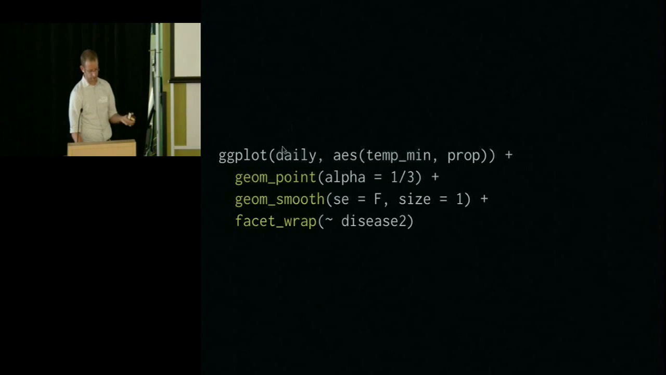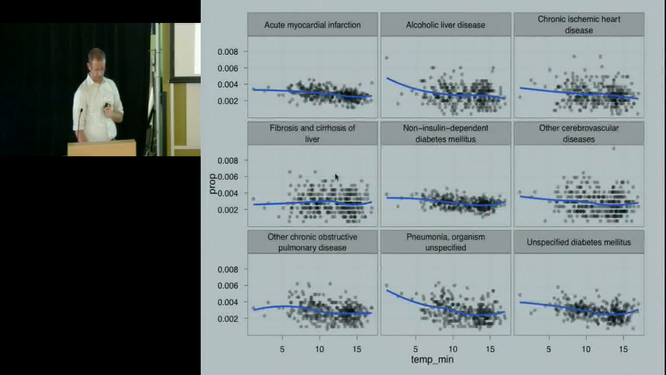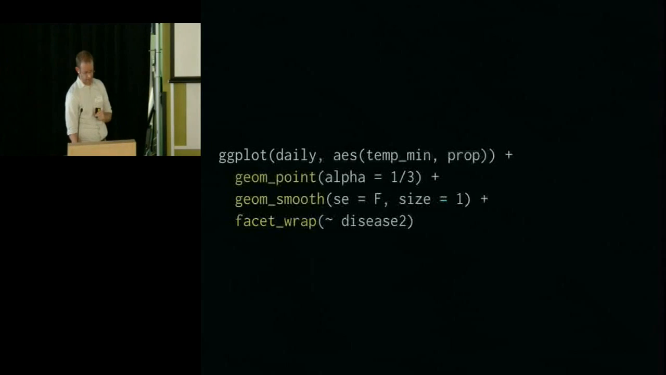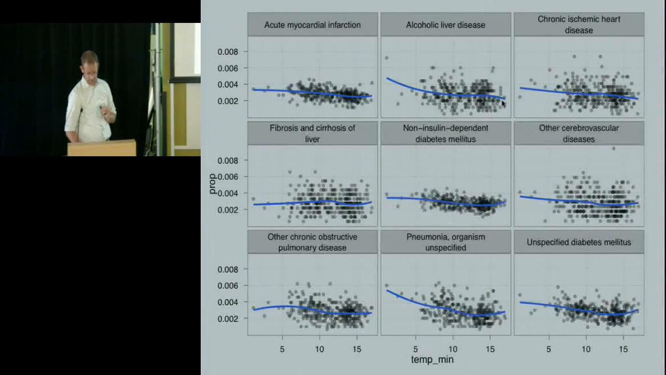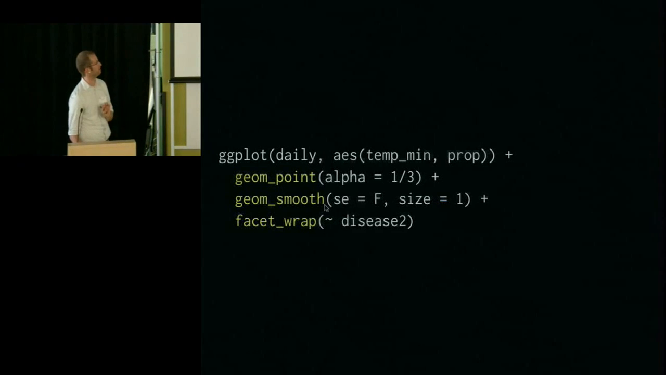So again, we've got this daily data. It's got, for each cause of death, the temperature and the proportion of people who died on that day. So temperature on the x-axis, proportion on the y-axis. Then I'm going to use points to display that data. I'm going to specify an alpha, to make the points transparent, to deal a little bit with this overplotting problem, so I have some idea where the majority of the points lie. And then on top of that, I'm going to overlay a smooth. So just these smooth lines, which I've said this time I don't want any standard errors, and I want the size to be big so I can see it.